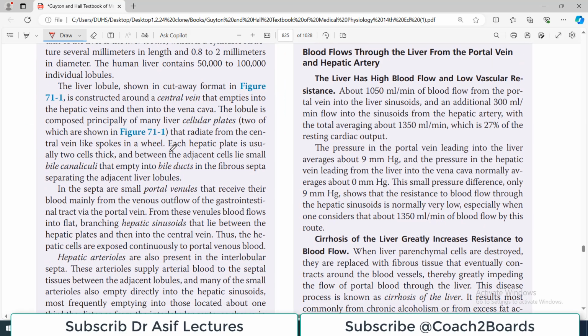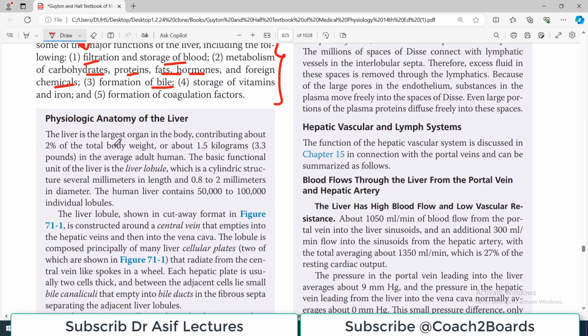Physiological anatomy: very quickly, let's review the anatomy. The liver is the largest organ in the body. Some people argue skin is the largest organ, and it depends upon how you look at it, but the liver remains the largest organ as far as any metabolic organ is concerned. It contributes about 2% of the total body weight, which is a huge percentage for a single organ. In terms of kilograms, it is about 1.5 kilograms in an average adult human being.